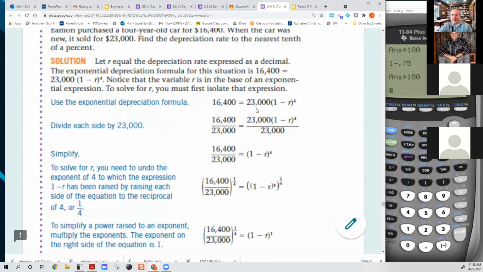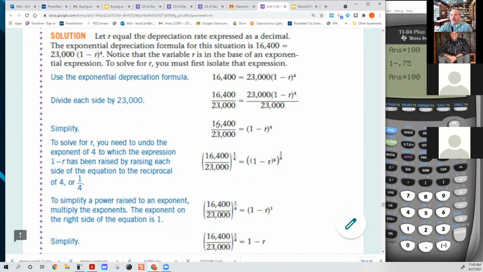First step is to get rid of this 23,000. So our first step is we're going to divide by 23,000 on both sides of the equation, which just gets rid of this right here. I no longer need to worry about that anymore. Now I have 16,400 divided by 23,000 is going to be the same thing as 1 minus R raised to the 4th power. But then how do I get rid of this raising something to the 4th power?